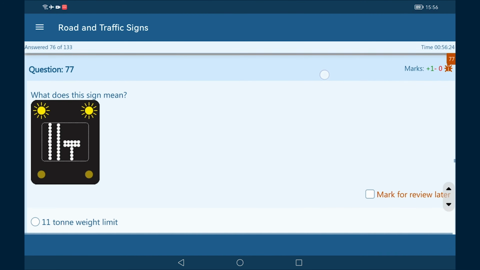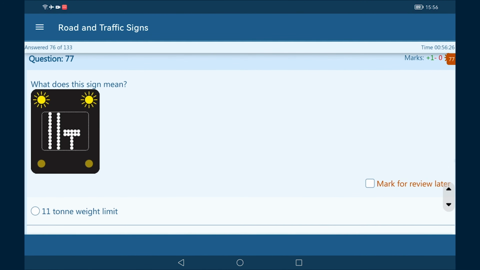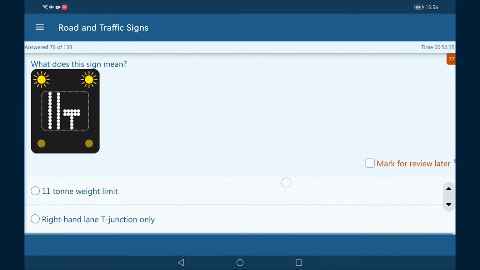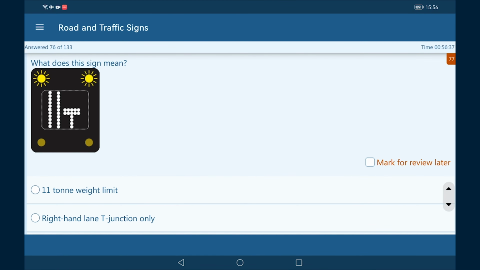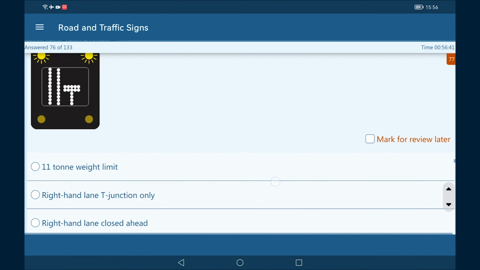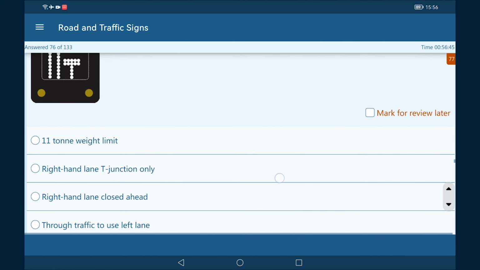Question 77. What does this sign mean? Option 1. 11-ton weight limit. Option 2. Right-hand lane T-junction only. Option 3. Right-hand lane closed ahead. Option 4. Through traffic to use left lane. The correct answer is Option 3, that is, right-hand lane closed ahead.